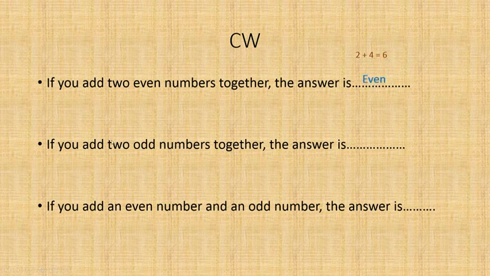And here, if you add two odd numbers together, I have to think about two odd numbers. So for example, 3 plus 5, which equals 8. So odd plus odd is going to equal an even number. And here, if you add an even number and an odd number, I'm trying to think of two numbers, one is even and one is odd. So 3 plus 4, for example, the answer is equal to 7, which is an odd number.